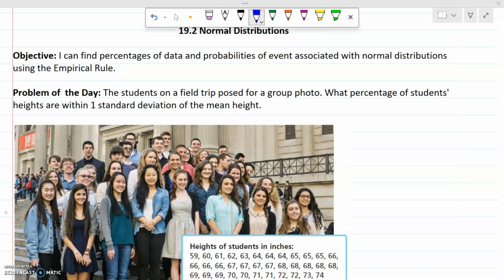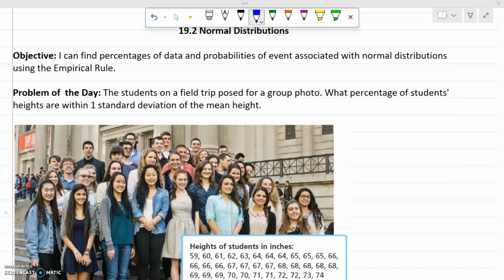All right, in this section here, we're going to start talking about normal distributions. So to start looking at that, we're going to look at the problem of the day. It says students on a field trip posed for a group photo. What's the percentage of students' heights within one standard deviation of the mean height?